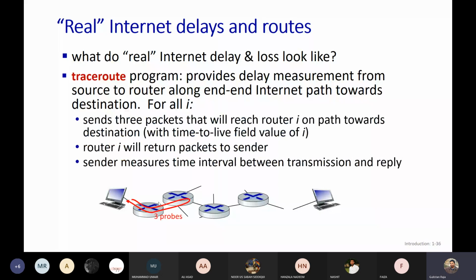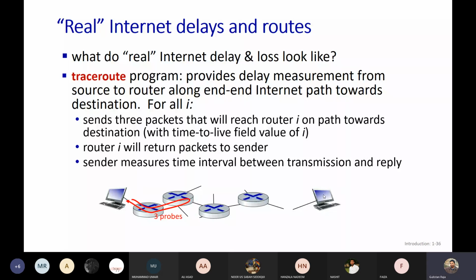It sends probe packets, 3 packets that will reach router i. It will go first to this router, then to this router, and there is a time to live field, the TTL field, which says how long the packet can live in the internet. Then router i will return the packets to the sender, and the sender measures the time interval between transmission and reply. So you can use this utility practically to find out the delay between source and destination.